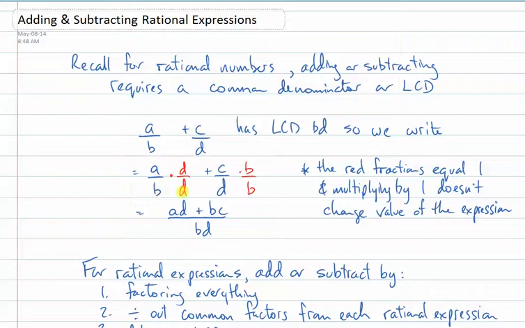The denominator b is missing a d factor, so I multiply by d over d. This rational is missing a b factor, so I multiply by b over b. The red fractions that I've added in here equal 1, something divided by itself. Multiplying by 1 doesn't change the value of the expression, so we're not going to get a different expression. We're just going to get a rewritten version of the expression.